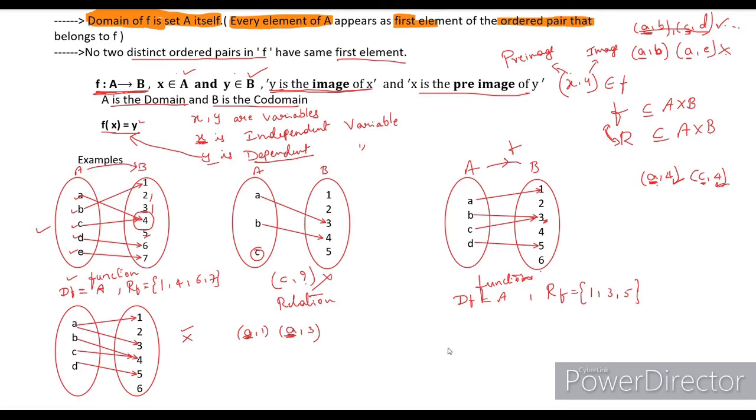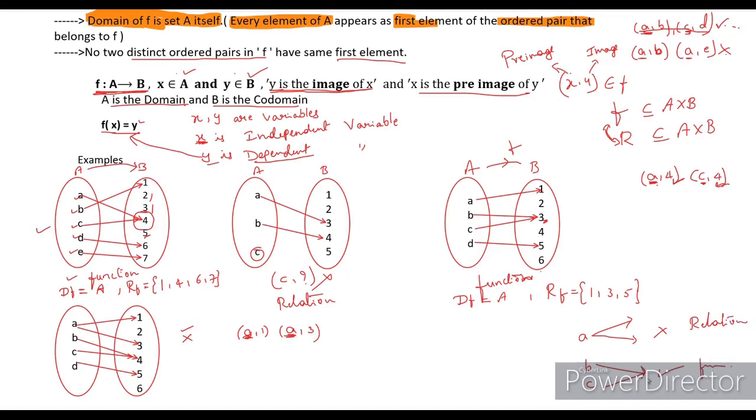You can see that a mapping like this is not possible, but a mapping like this is possible. An element cannot be mapped to two images, but two elements can be mapped to an image element. This is a function. This happens to be only a relation.